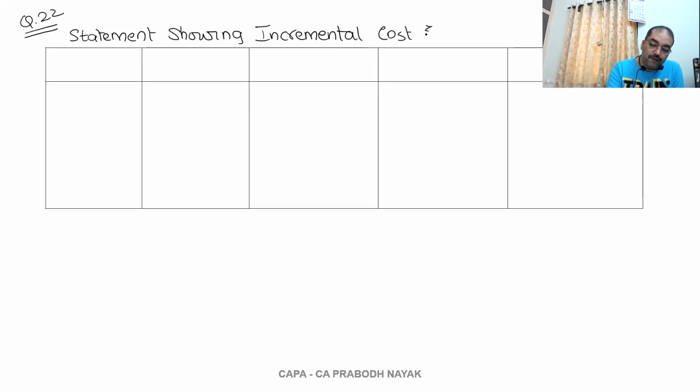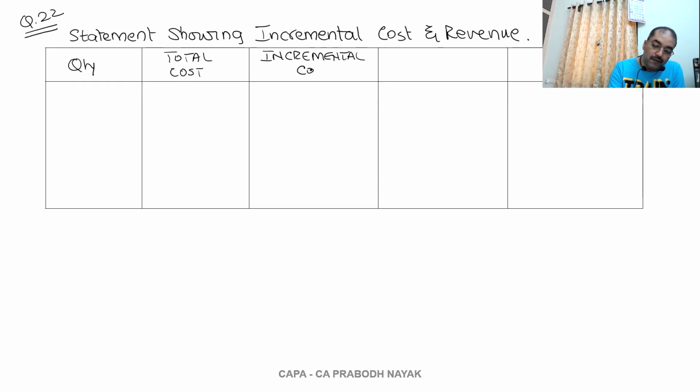Statement carries marks, because this is the main part of your problem. Quantity in the first column, total cost in the second column, third column incremental cost, fourth column total revenue, and fifth column incremental revenue.